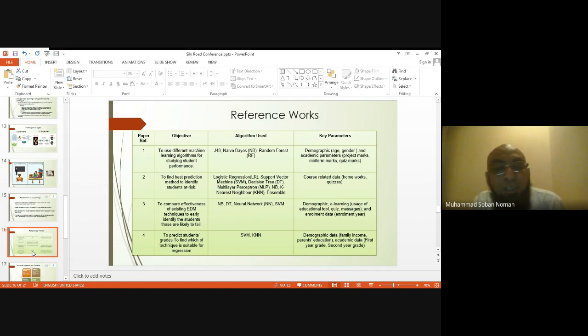It uses the support vector machine. These are all the algorithms which we are using in the supervised learning. I did not add the others because there are so many algorithms.